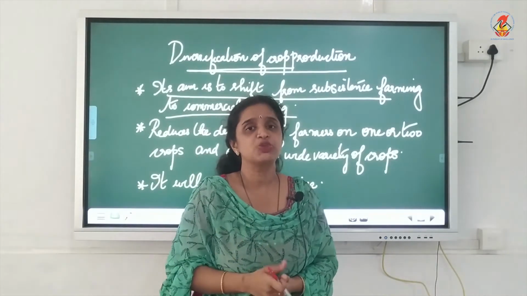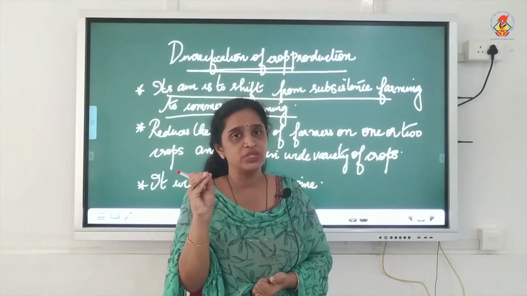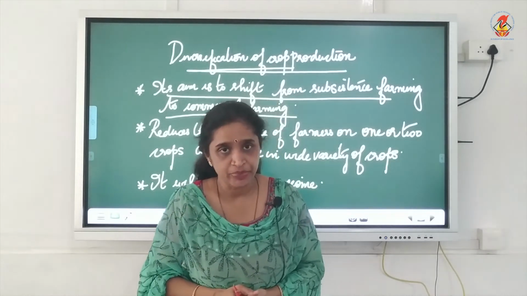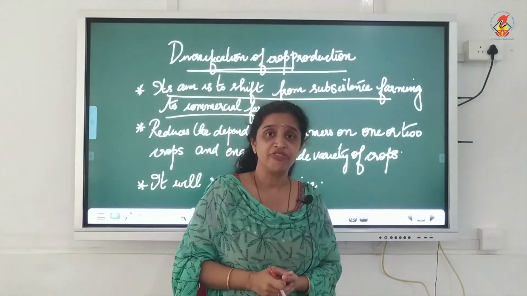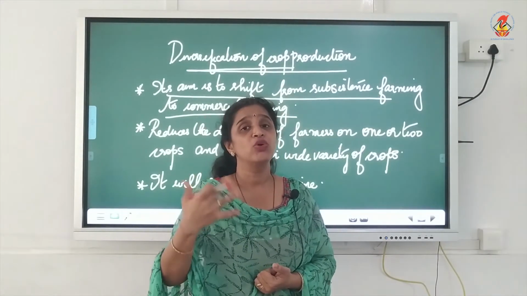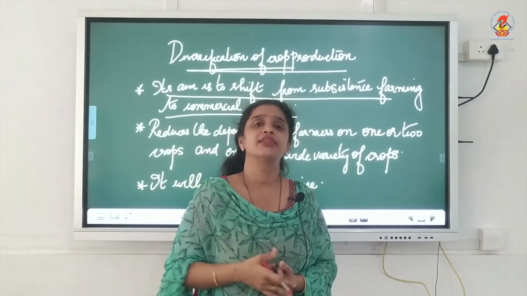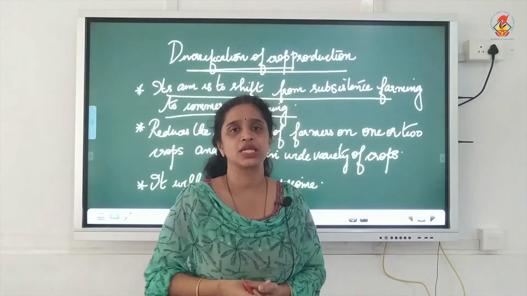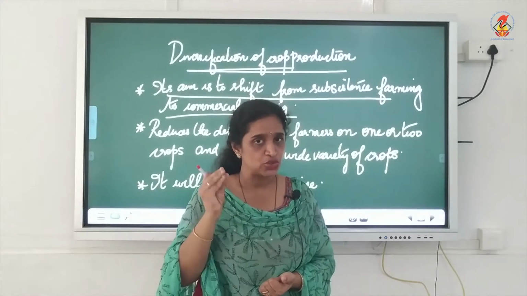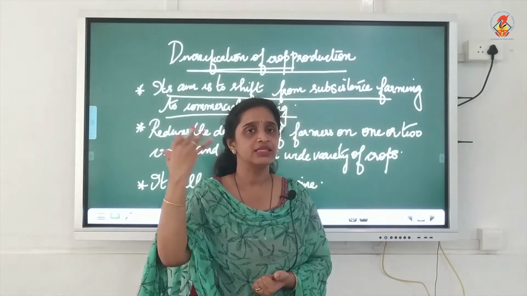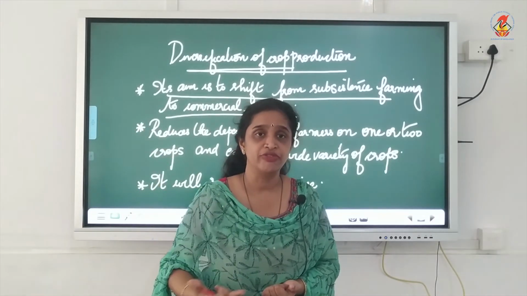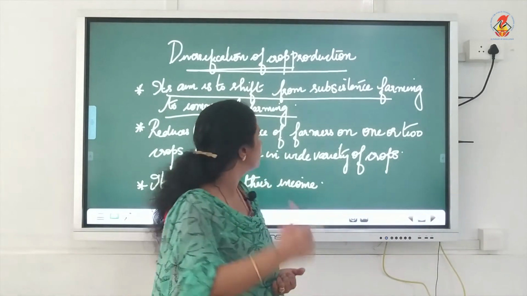In subsistence farming, the farmers will be producing the products only according to their own need. But whereas in the commercial farming, the farmers will be encouraged to produce more and more crops so that they can sell it in the market. From the word itself, it is clear: commercial farming, to sell in the market. So for that purpose, encourage the farmers to do farming on multiple crops instead of doing it on single crop.